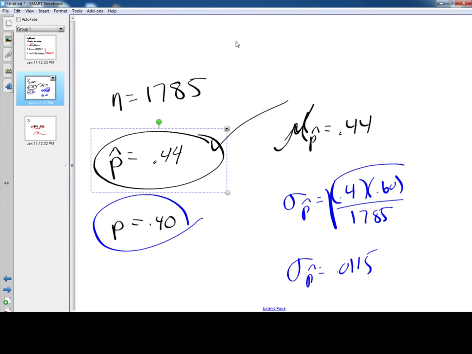0.0115. So why do you need the standard deviation? Because if you're going to do a z-score type thing, it's a statistic, parameter, standard deviation of statistics. Why did you multiply by 0.6 though? Because it's root PQ over N. That's the formula. The formula is root PQ over N.